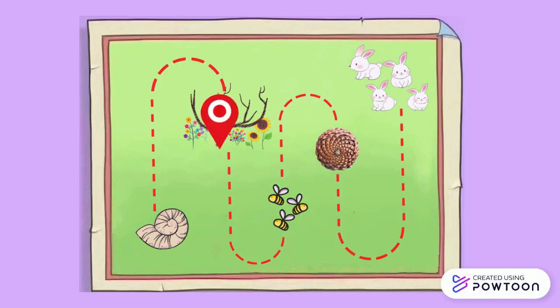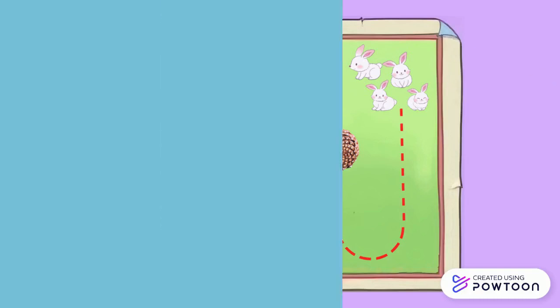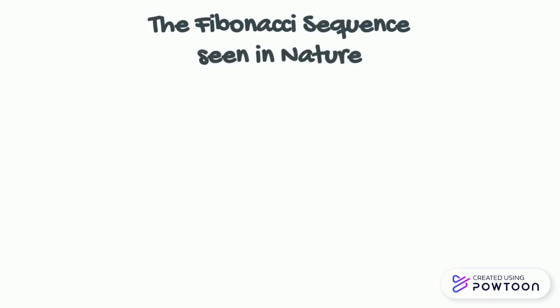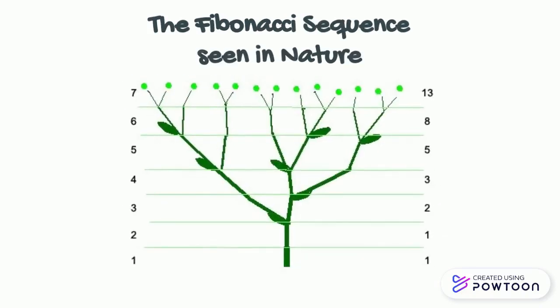Moving on, the second destination in our map is Fibonacci sequence in flowers and branches. Some plants express the Fibonacci sequence in their growth points, the places where tree branches form or split. One trunk grows until it produces a branch, resulting in 2 growth points. The main trunk then produces another branch, resulting in 3 growth points. Then the trunk and the first branch produce 2 more growth points, bringing the total to 5. This pattern continues following the Fibonacci numbers.